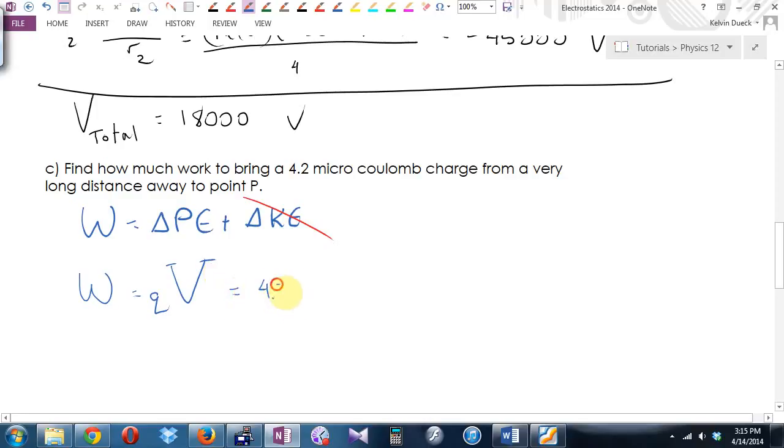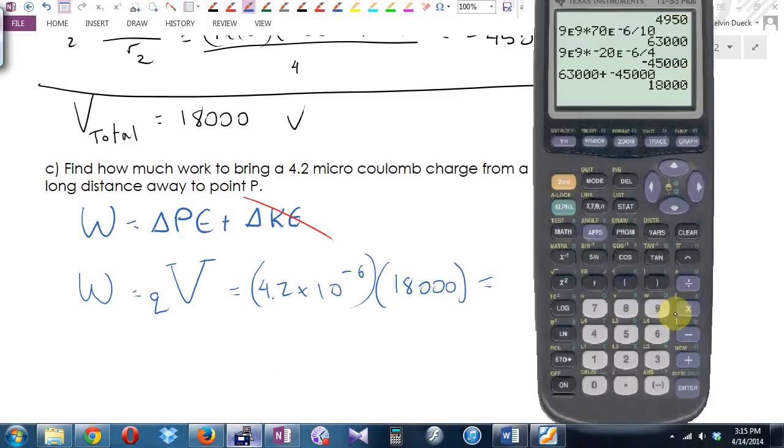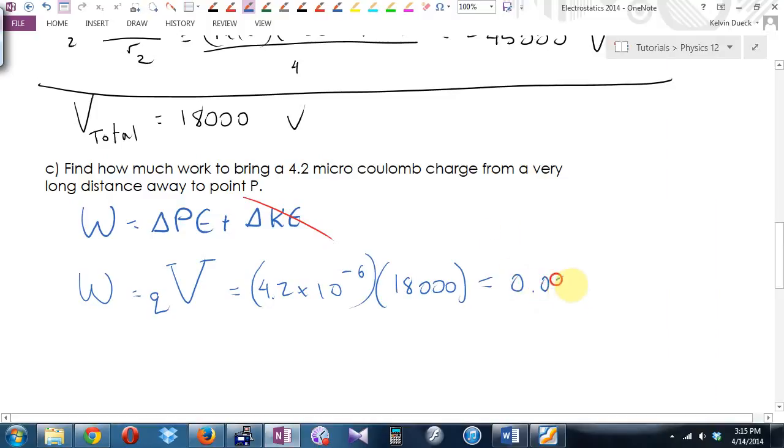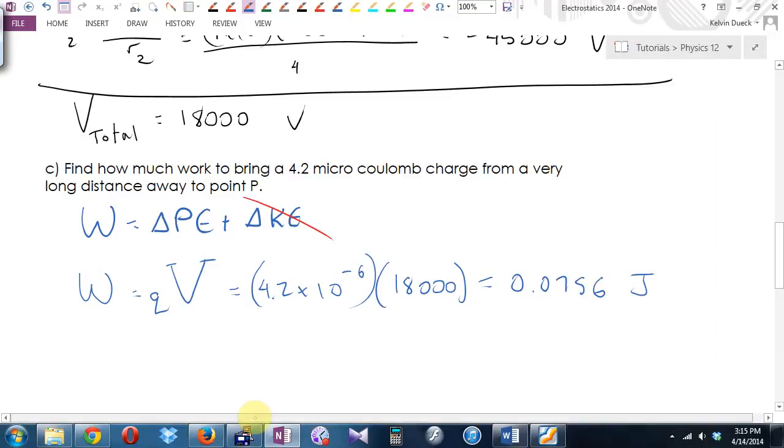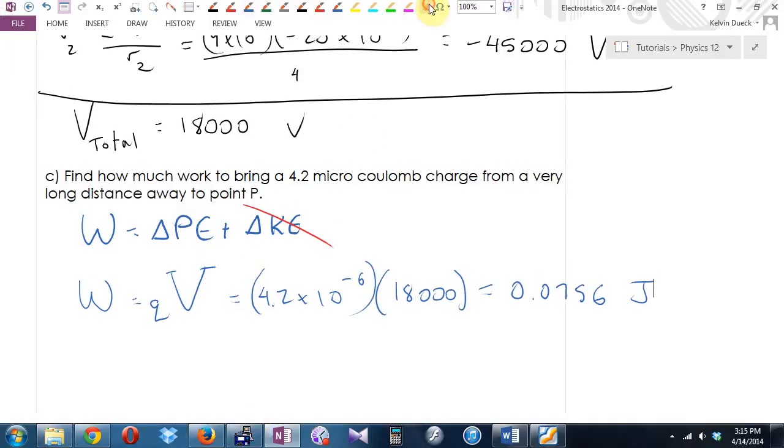It would be 4.2 times 10 to the negative 6 microcoulombs times 18,000. And I get 0.0756 joules. Double check, did I type that in right? I did. What if I was moving a negative charge in? What was the voltage at that location? What did we calculate it to be? Positive or negative?